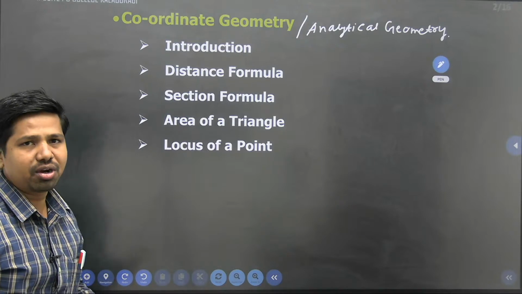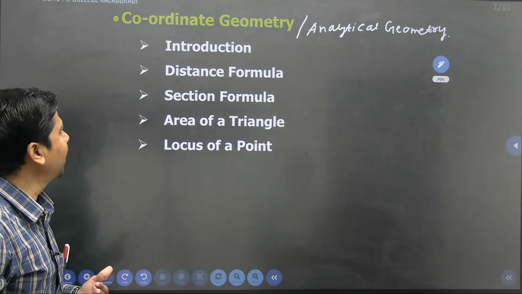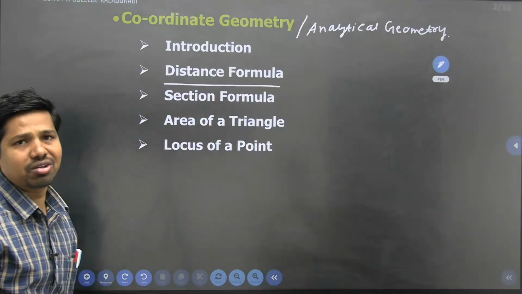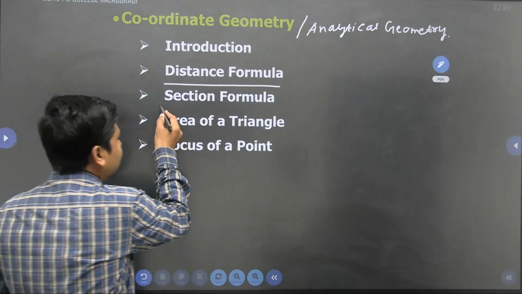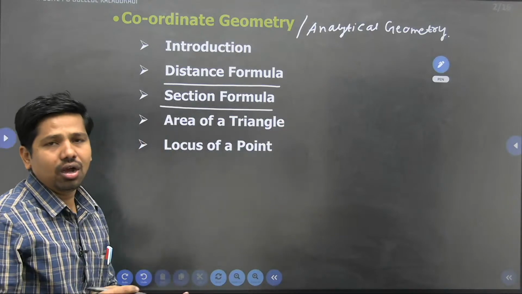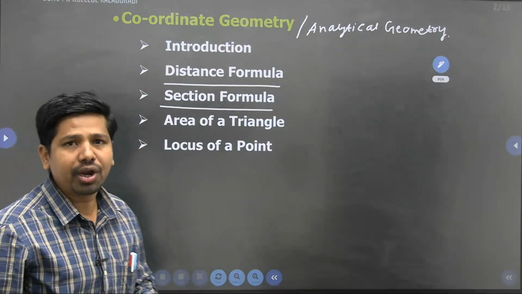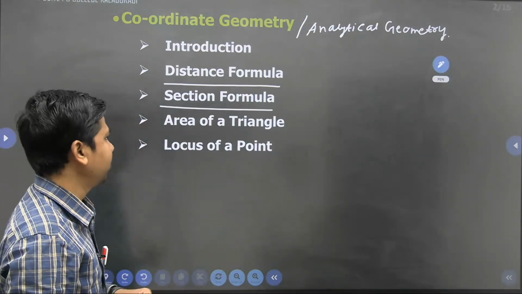What is the introduction part of coordinate geometry or analytical geometry, and the distance formula, how to find the distance between 2 points, that is the concept you are studying. And the section formula, that is, a point R is dividing 2 points P and Q in some particular ratio m is to n. How to find the coordinates of that point, we discuss in the section formula.